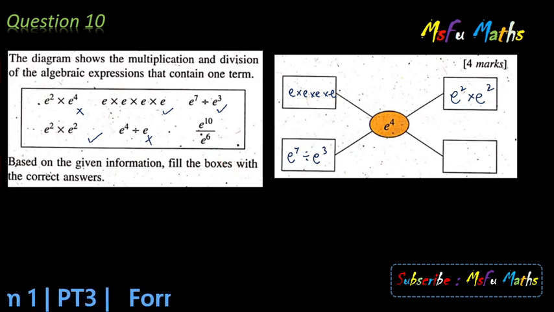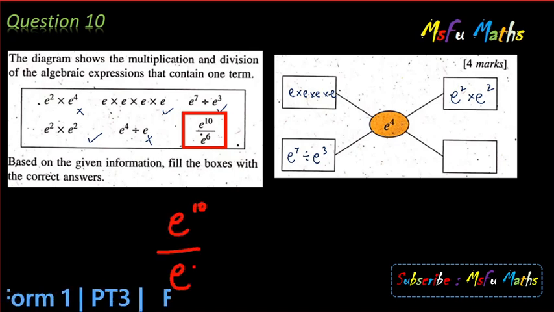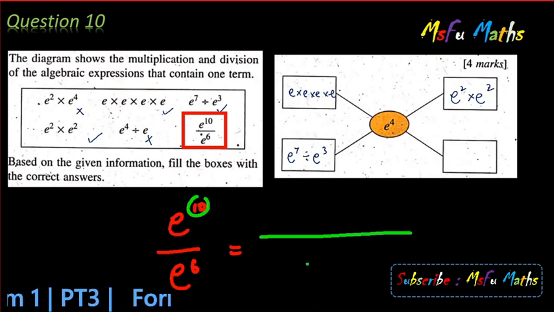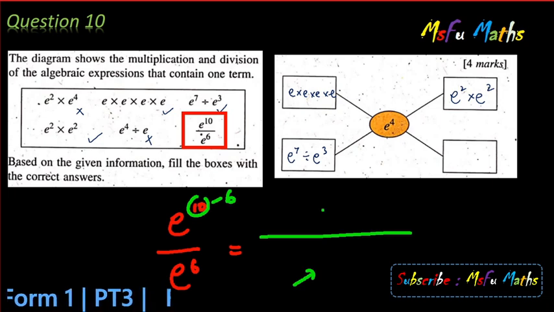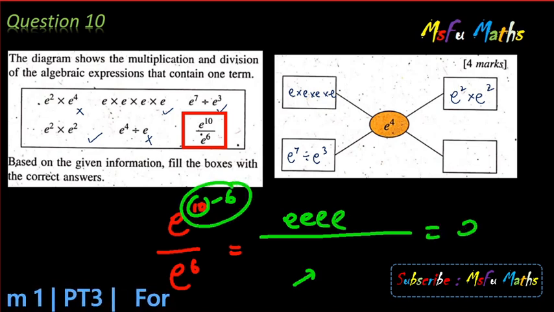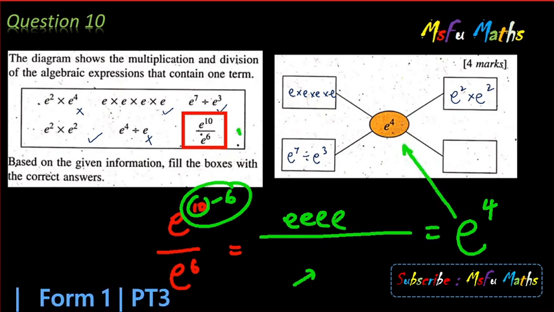But just double check. So e to the power of 10 over e to the power of 6. As I said just now, if divide, imagine you have 10 e's on top here and you have 6 e's at the bottom here. Then you cut all the 6, minus off the 6. So remains 4 e's on top here, 1, 2, 3, 4. Which means 10 minus 6, e to the power of 4. That's what we want. So this is one of the answers.